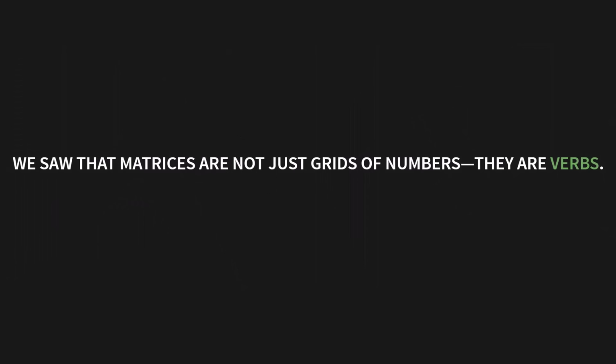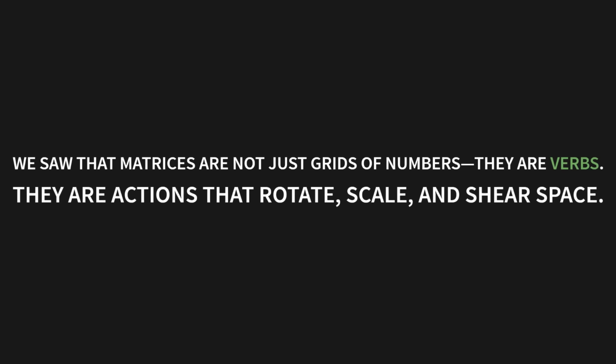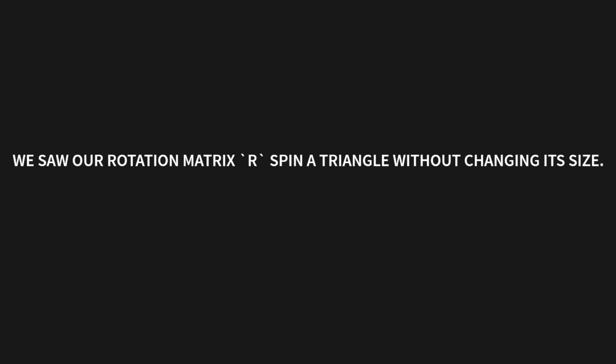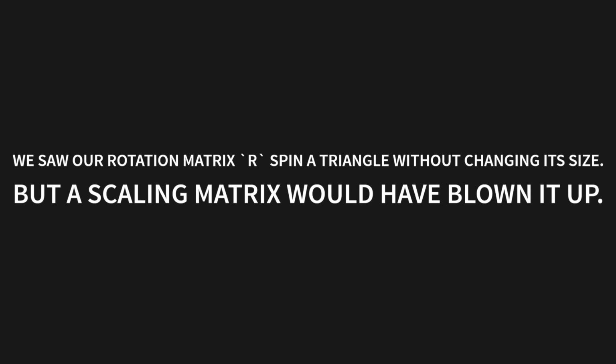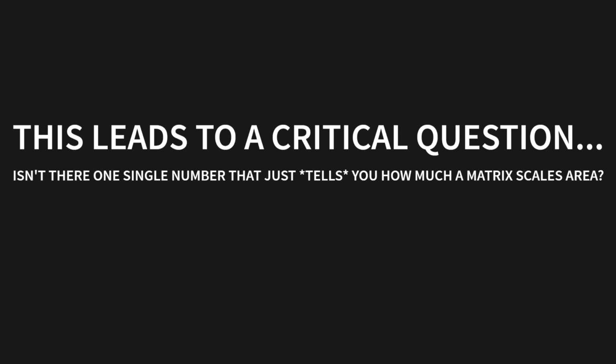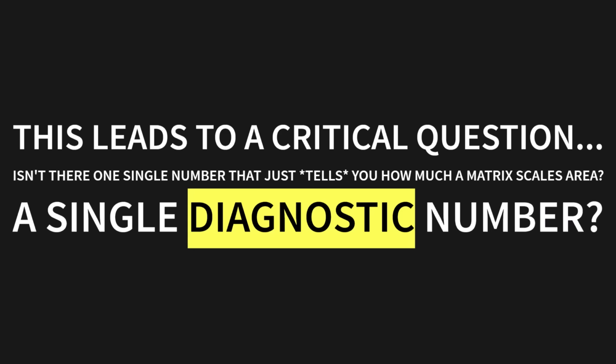We saw that matrices are not just grids of numbers. They are verbs. They are actions that rotate, scale, and shear space. We saw our rotation matrix R spin a triangle without changing its size at all. But a scaling matrix? That would have blown it up. This leads to a critical question. Isn't there one single number that just tells you how much a matrix scales area? A single diagnostic number? There is.